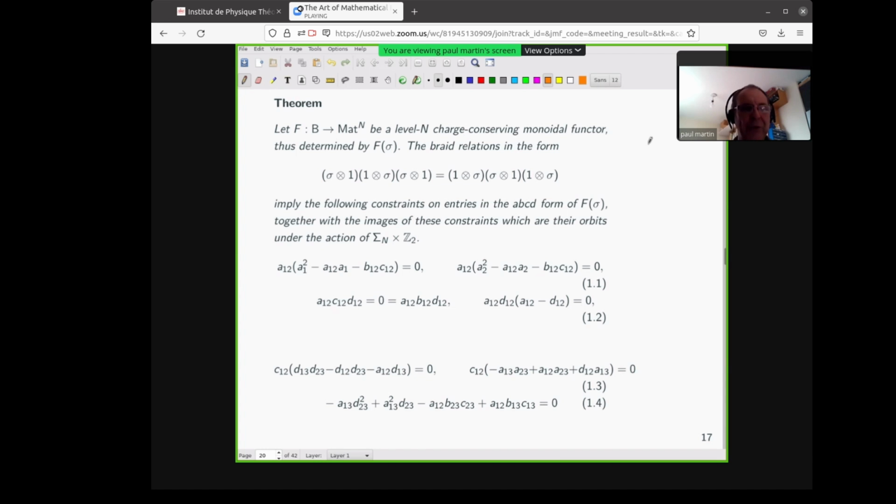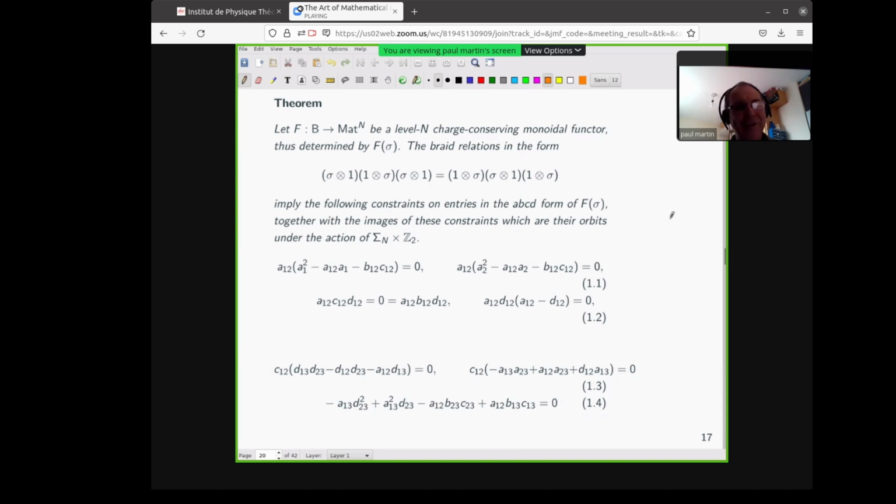Sadly, we must also include the images of these constraints, which are their orbits under the action of this symmetric group cross-flip symmetry that we mentioned right at the beginning. So this is a rapidly increasing number of constraints, and sadly, you now see that we're confronted with a significant number of simultaneous nonlinear equations blowing up as n gets large. And this is the point where usually everybody goes home.